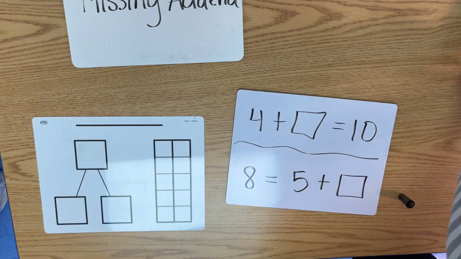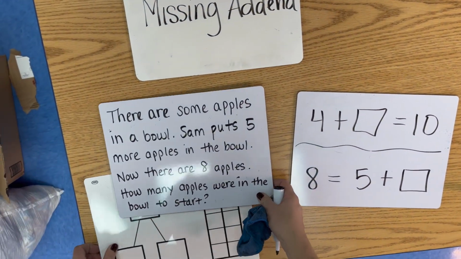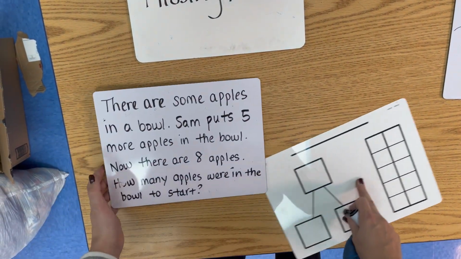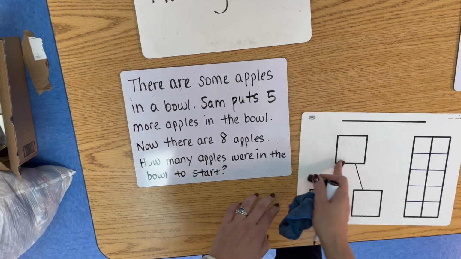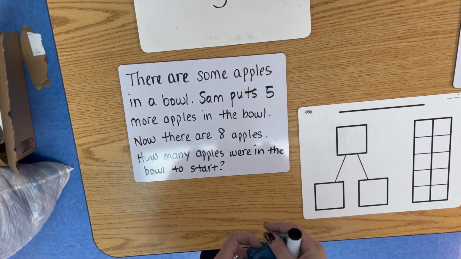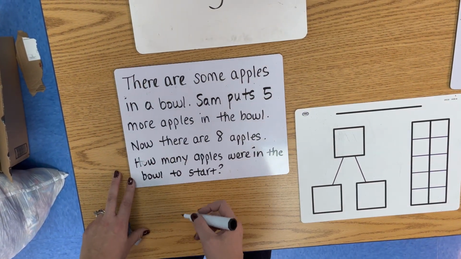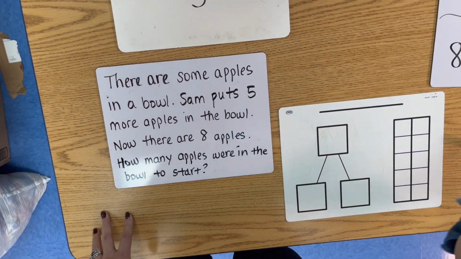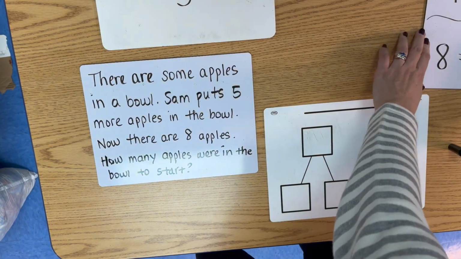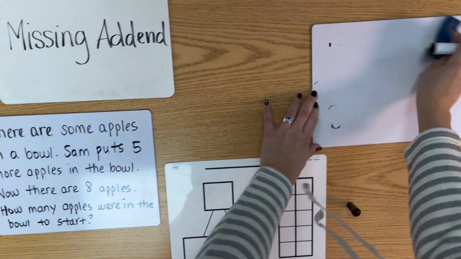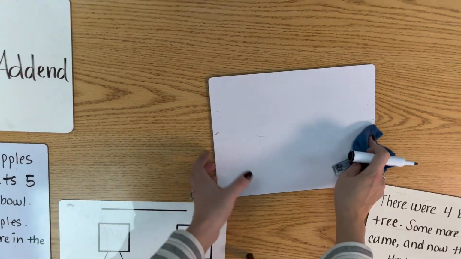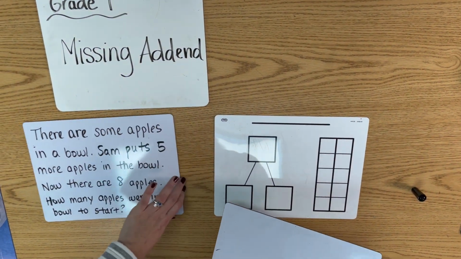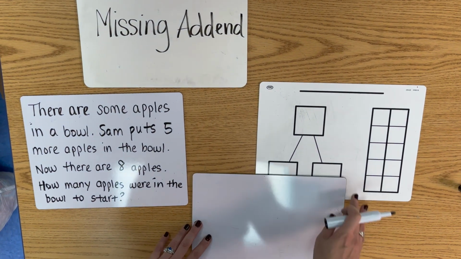So here is an example of an addition story problem that involves missing addends. There are some apples in a bowl. Sam puts 5 more apples in the bowl. Now there are 8 apples. How many apples were in the bowl to start? So if I have some, it means I don't know. I don't know what my number is. And so when we talk about the word some with children, we say the same thing. There are some apples, so we know we have to solve for the missing number.